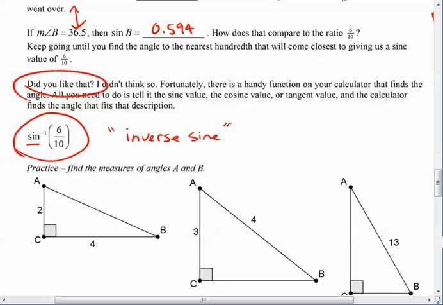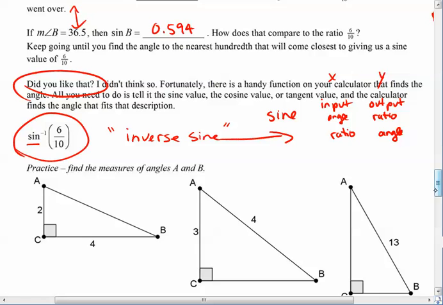Okay, so with regular sine, if you remember when you learned about functions in algebra, we had input and output, which the input was the x and the output was the y. For the sine function, the input is an angle, the output is a ratio. For inverse sine, the input is a ratio like 6/10. The output that your calculator will give you is an angle.